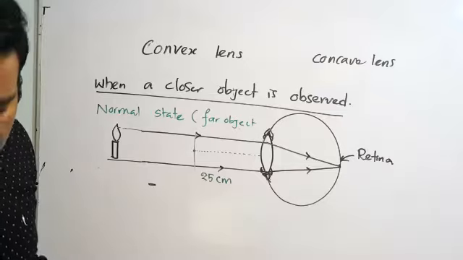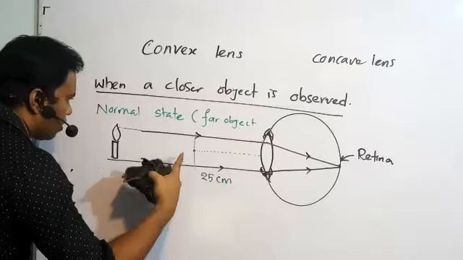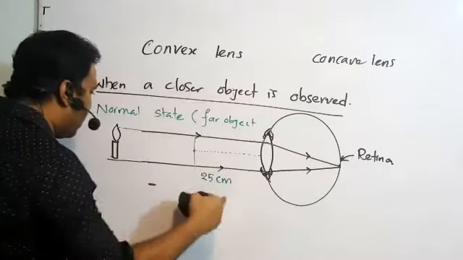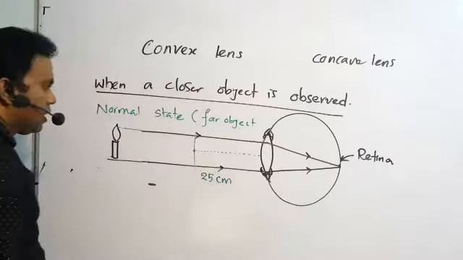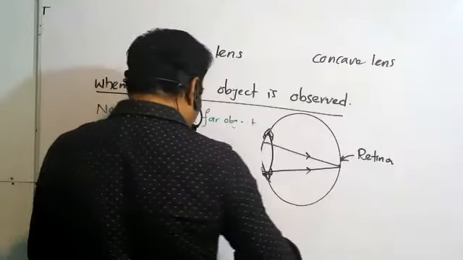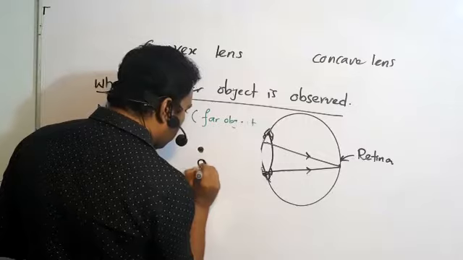Okay, next let's take down what happens when we observe a closer object. That is when we draw the diagram relevant to the topic. So this is the normal state. I think you have drawn that. Okay, now the object is here. Let's take a point object O.